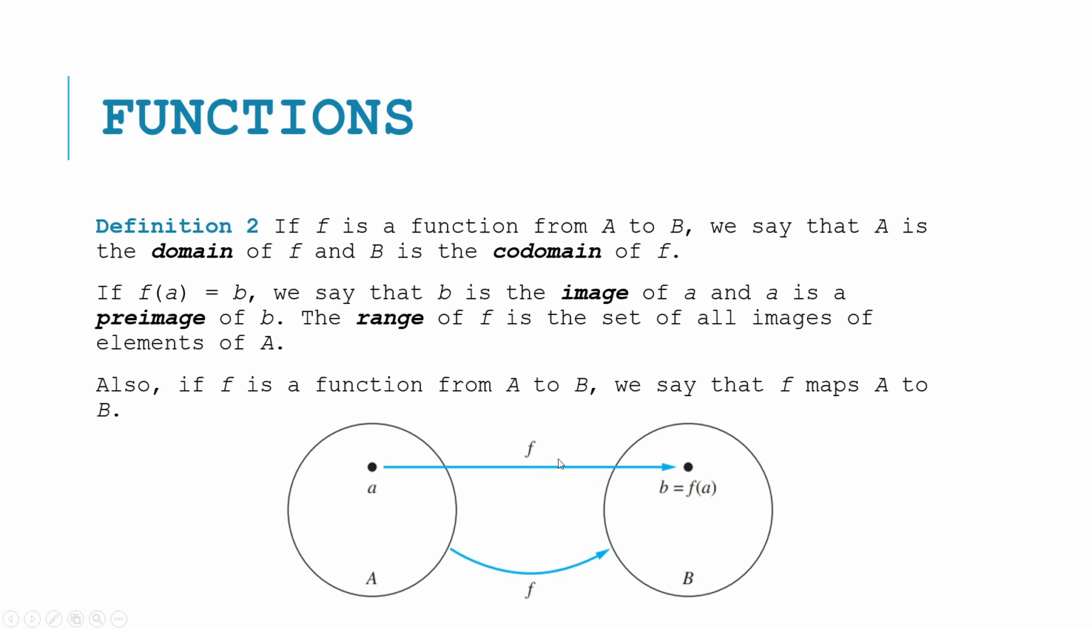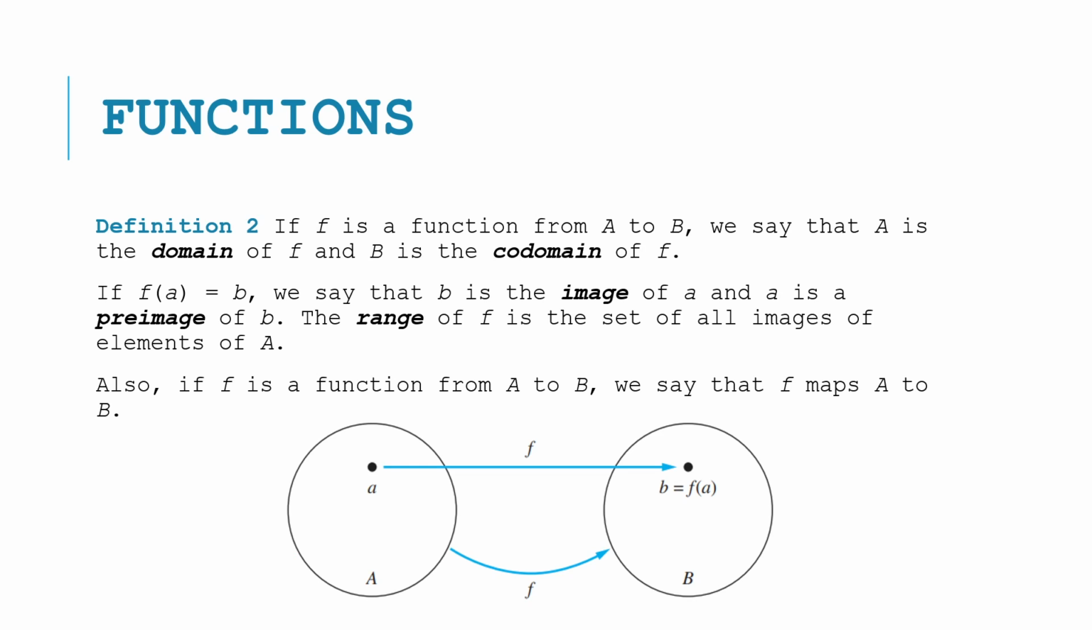Definition 2. If f is a function from A to B, we say that A is the domain of f and B is the codomain of f. So the set A is the domain of f if these are the values that have an assignation from set B. So domain is basically the first set. The elements of the first set are called the domain of the function if they are elements of the first set A.